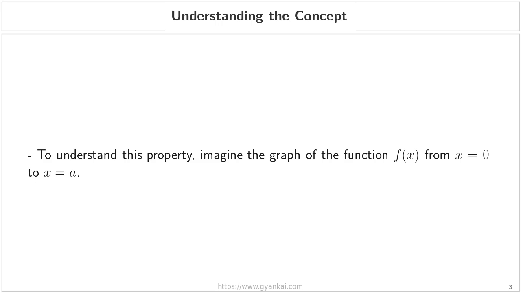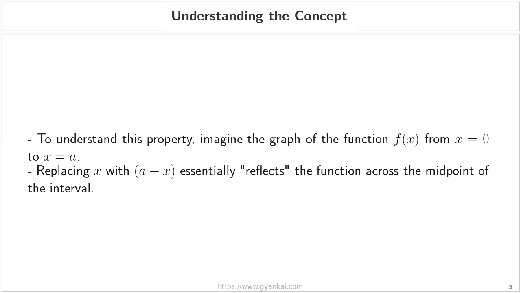Understanding the concept. Now, look at this slide. It asks us to visualize the function f(x), graphed between x equals 0 and x equals a. Imagine that curve on a coordinate plane. The key to understanding this property lies in what happens when we replace x with a − x. Think of it like this. Replacing x with a − x performs a reflection of the function across the midpoint of the interval from 0 to a.